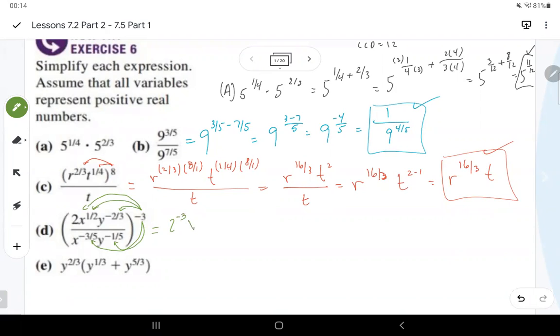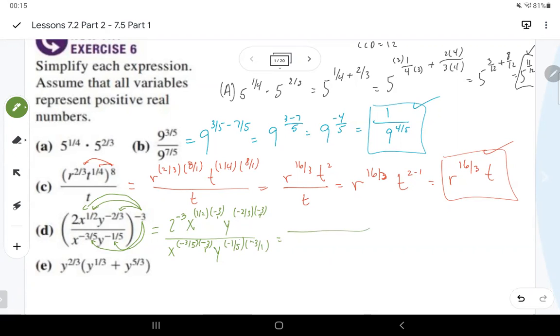Then we'll have x to the 1/2 times negative 3, y to the negative 2/3 times negative 3 over 1, x to the negative 3/5 times negative 3/1, and then y to the negative 1/5 times, that looks like a negative 45. Let me rewrite that better. Negative 1/5 times negative 3/1. And then let's make everything nice.